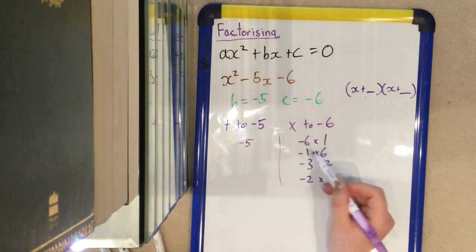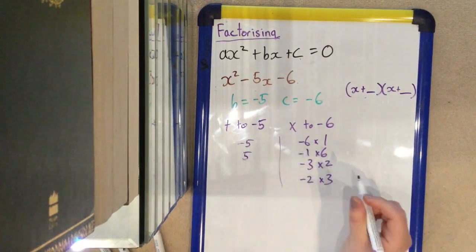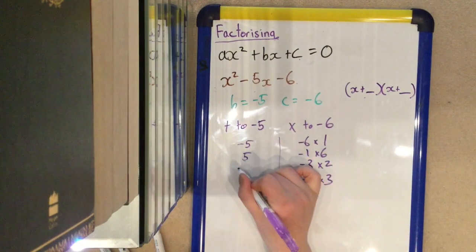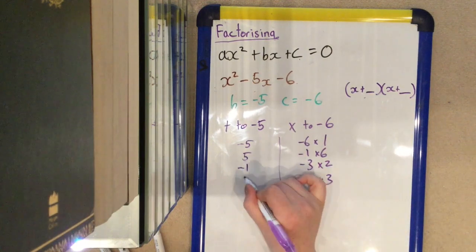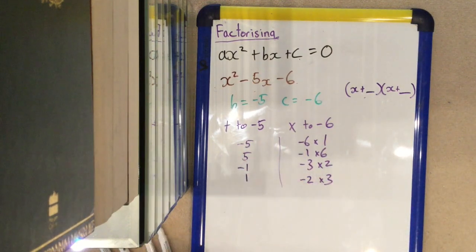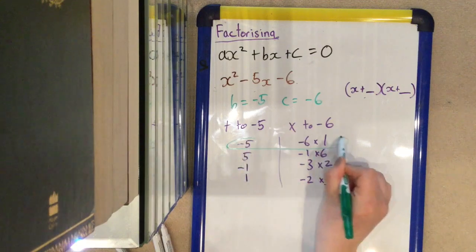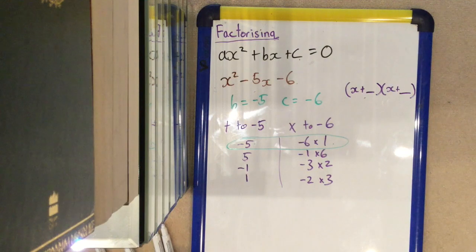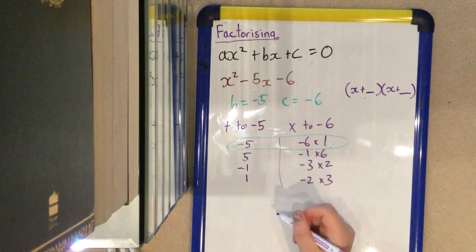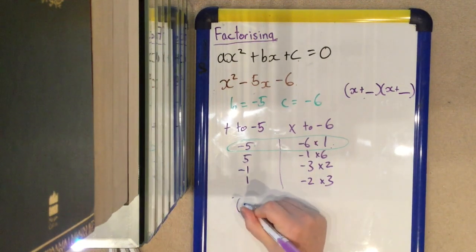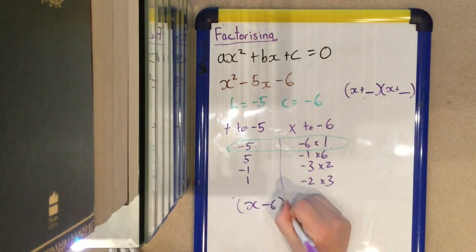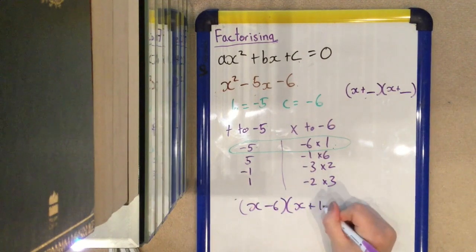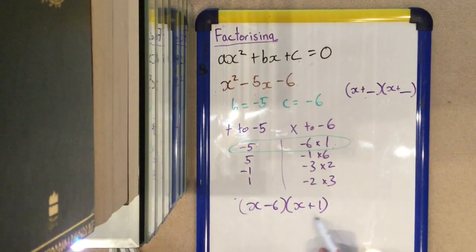But just to double check, minus 1 plus 6 is 5, minus 3 plus 2 is minus 1, and minus 2 plus 3 is 1. As you can see, there is only one row in this table where that matches in both cases. That means I know that my 2 numbers inside the brackets will be minus 6 and 1. So this quadratic factorises to x minus 6 and x plus 1. And if you expand this bracket to check, you will get this equation.